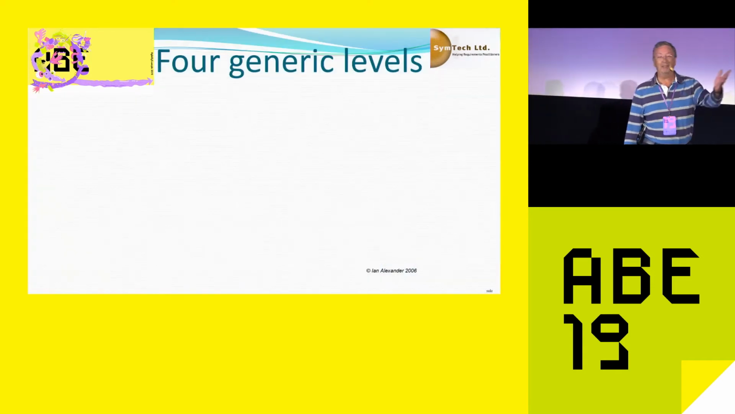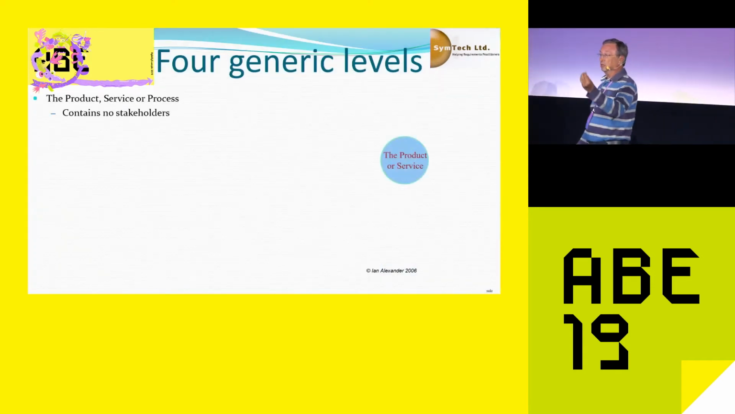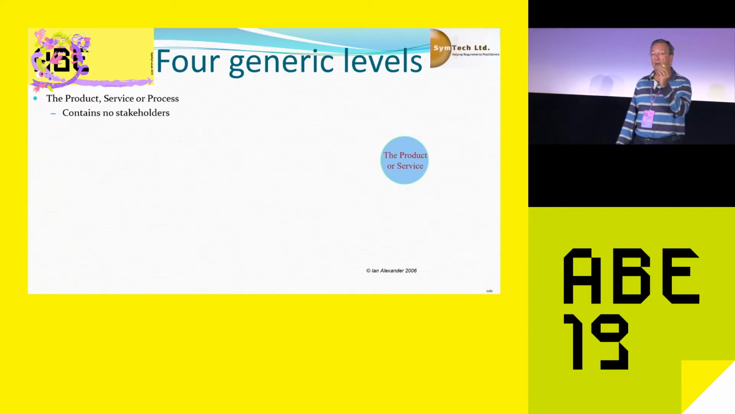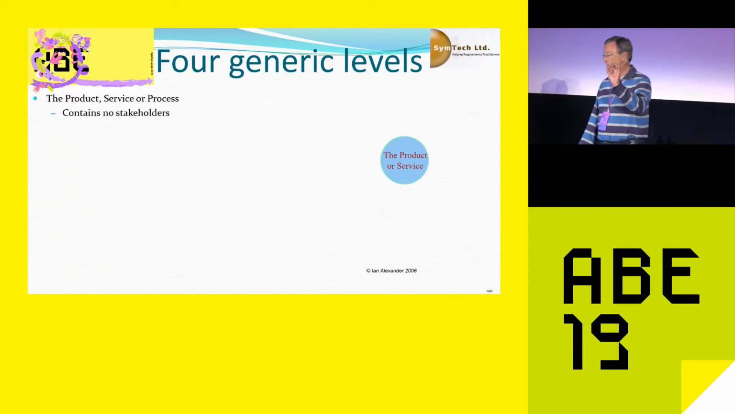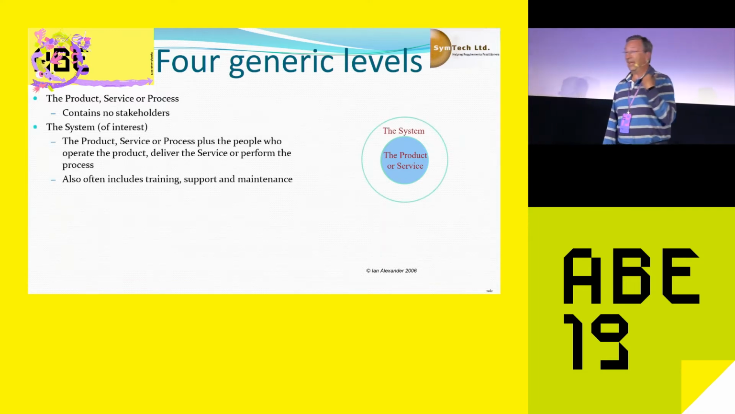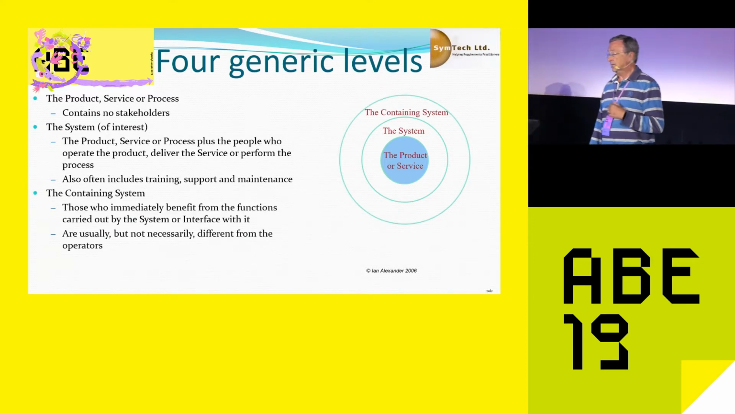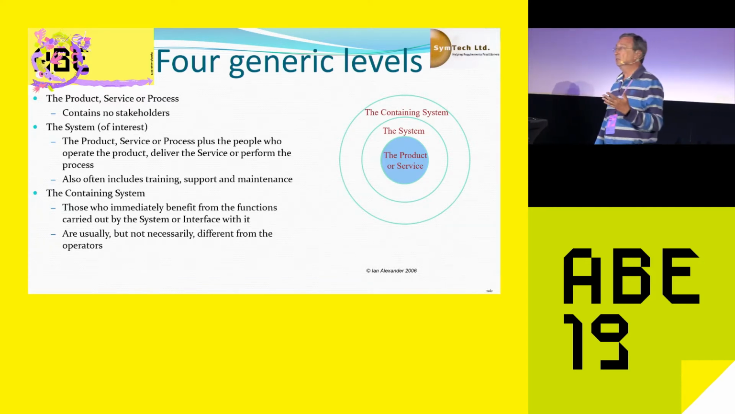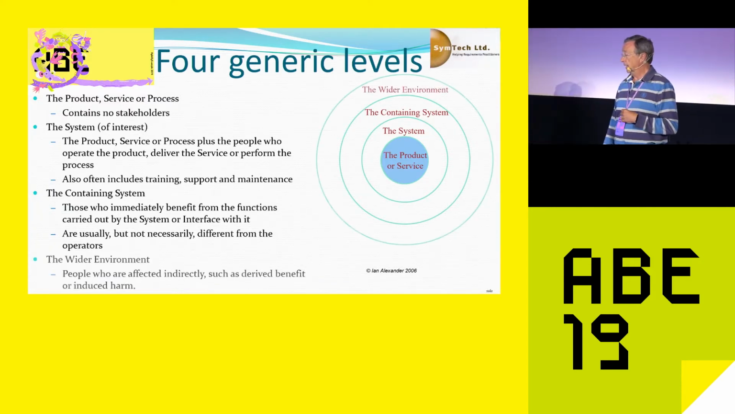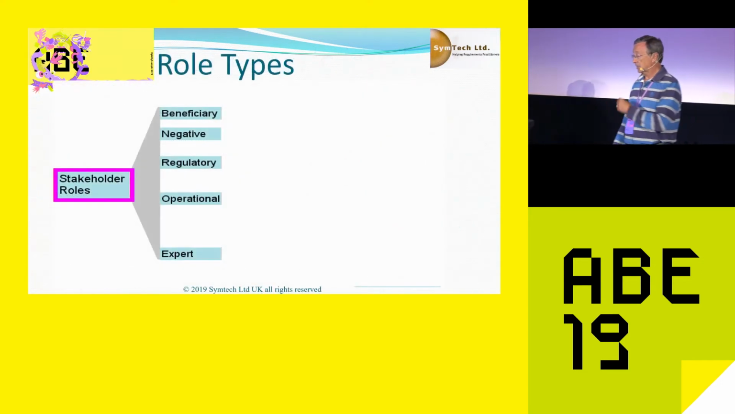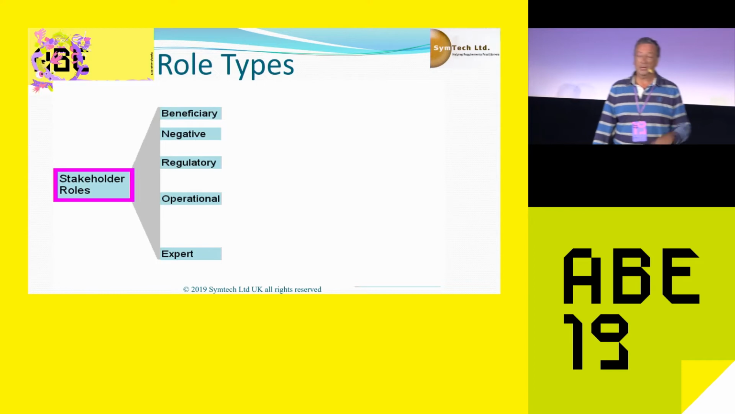So the 4 generic levels are, you start off with the product or service, the thing that you are concerned about. And it contains no stakeholders. This is key and important. The next one is the system level, the system of interest, and that contains a set of stakeholders. Above that is the containing system, particularly this is where the beneficiaries of the system are located. And then there's the wider environment. And this is Ian Alexander's idea. You can look it up on the web.